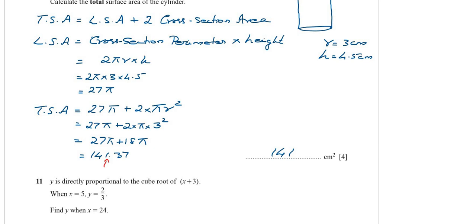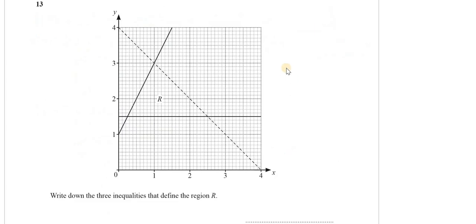Now we will move to the next question. Okay, now we will discuss the inequality question. In the question you can see the graphical form, with three lines. I call these lines L1, L2 and L3. These are the three lines given in this graph, and you are asked to find the three inequalities that define the region R.